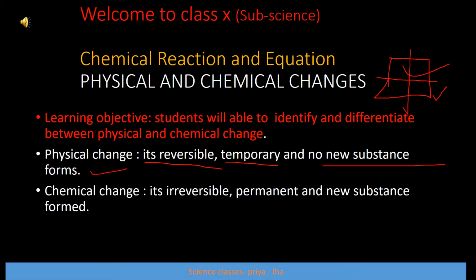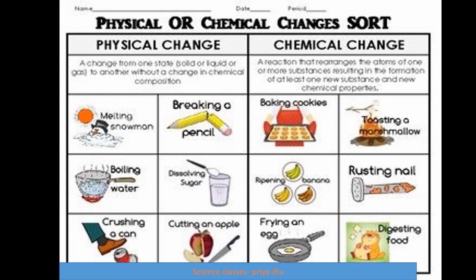Chemical changes are irreversible, permanent, and a new substance forms. Here you already discussed that there is a nail, and over the nail you will find some brown colored substance. So it is the rusting of iron, and you will find that a new substance is formed over it. Cutting of an apple is happening. Chemical changes are a type of change in which some new thing is formed.